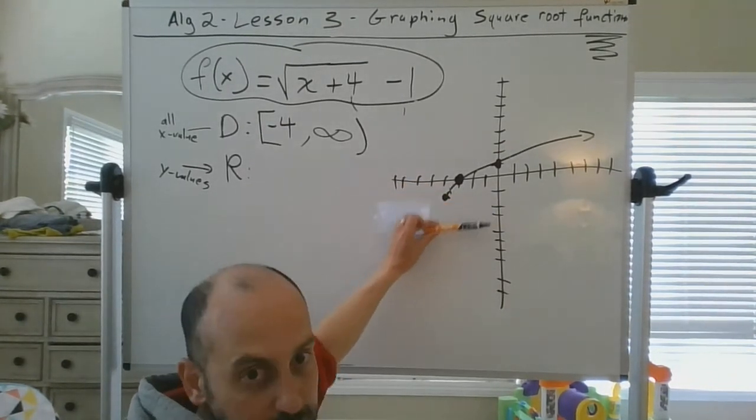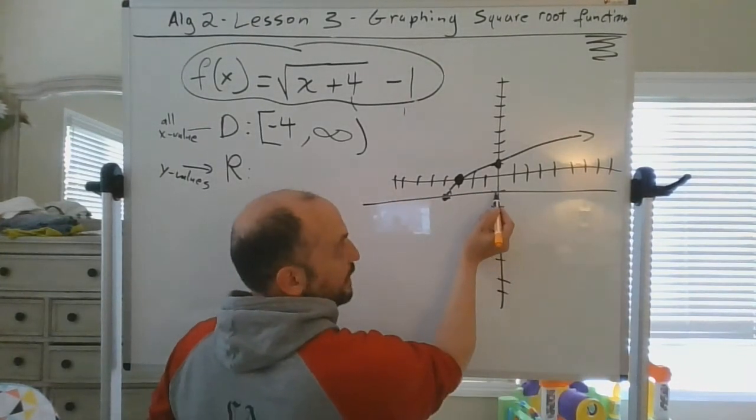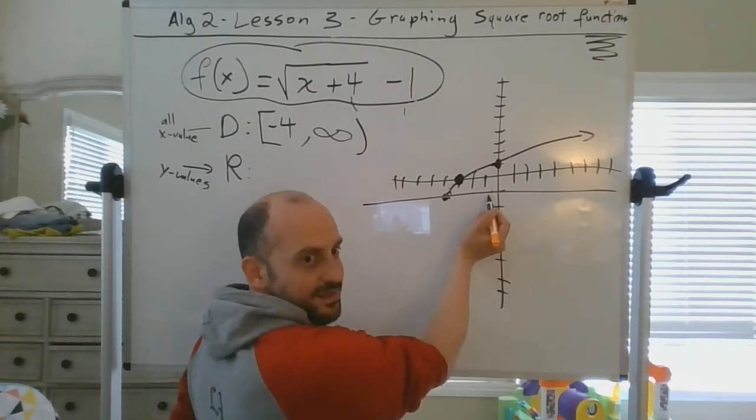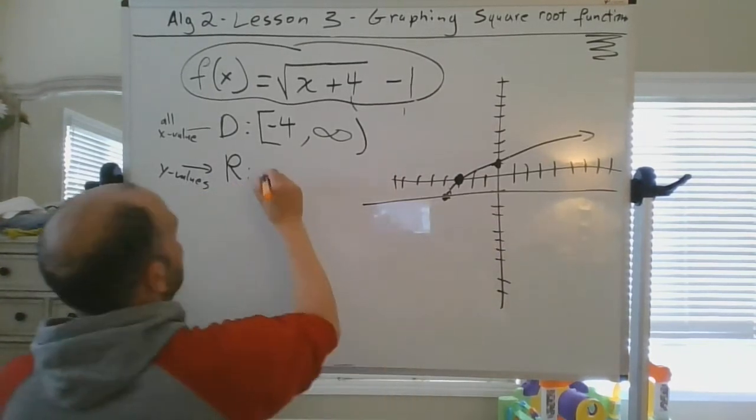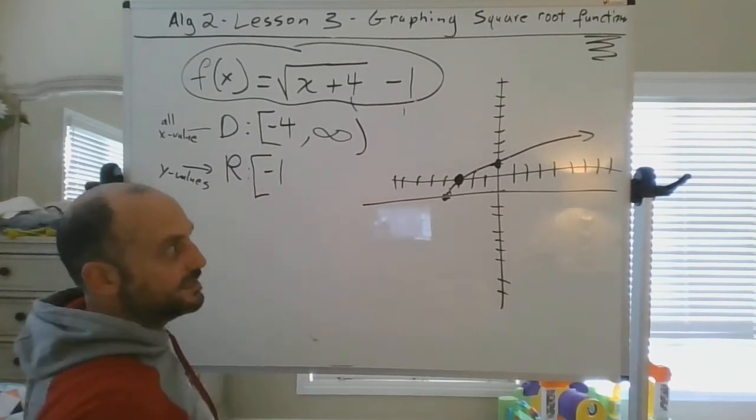The graph doesn't go below this point. So how far down does it go? Well, let's see. That's at what number? I just said it. On the y value, that is -1. Does it include -1? Absolutely. That is a bracket.